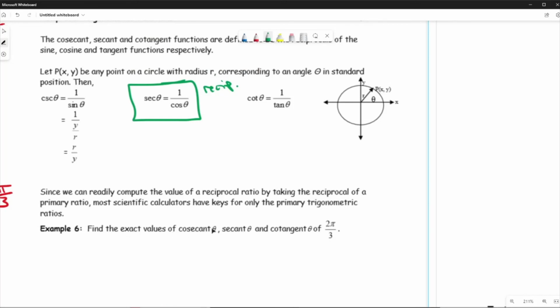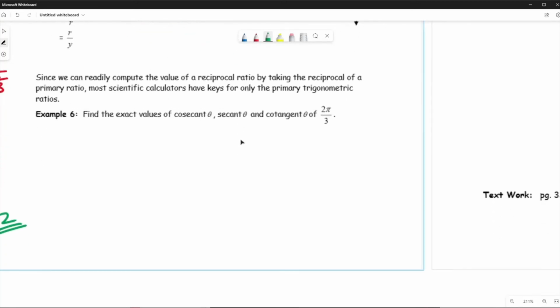Find the exact values of cosecant, secant, and cotangent of 2 pi over 3. Okay, so let's do that. What time are we at here? Sorry. Yeah, okay, we're getting pretty close to 75 minutes. Sorry, it's a very long one, but it's important.